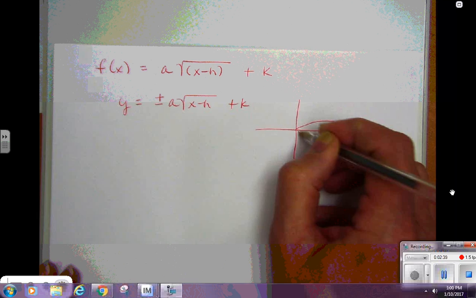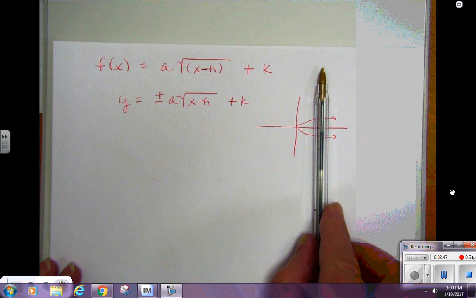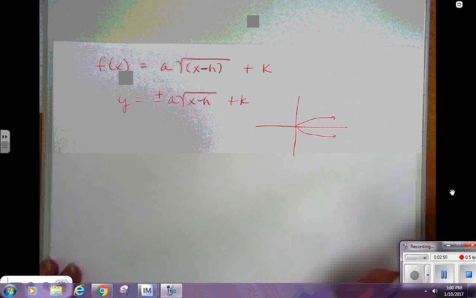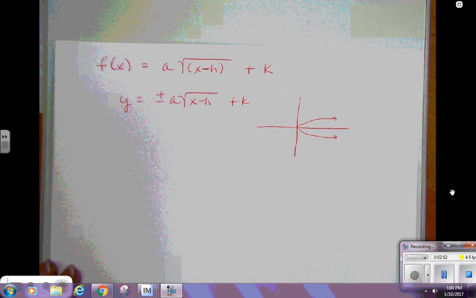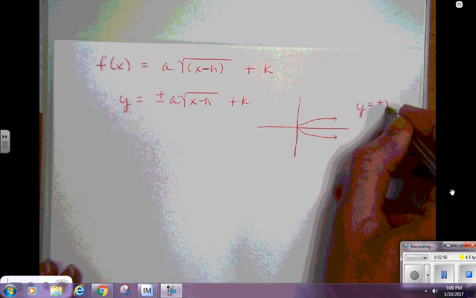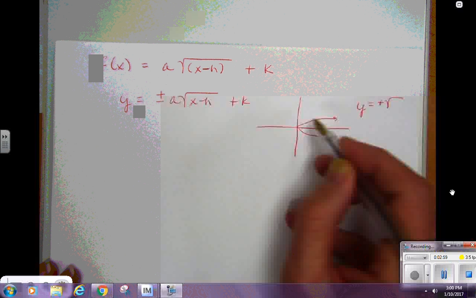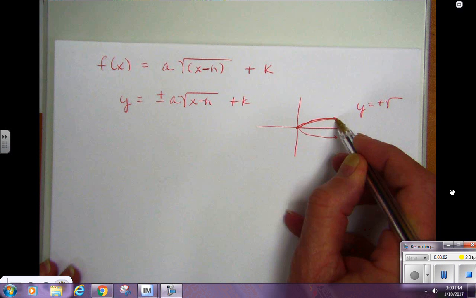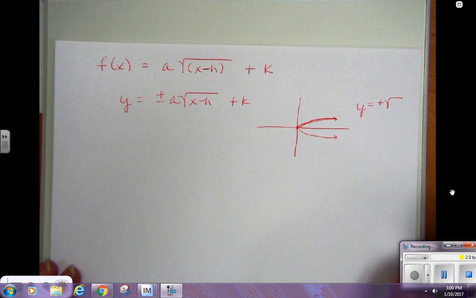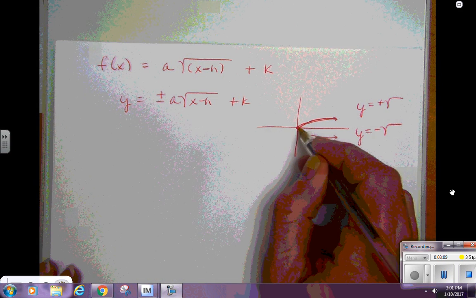But that is not a function because when you try to use the vertical line test, it intersects two parts of the graph at the same time. Because of that, they only graph one part at a time. So if you have a positive radical, whatever that might be, you're going to be graphing the top part of the sideways parabola. If your radical is negative, then you're going to be graphing the bottom part.